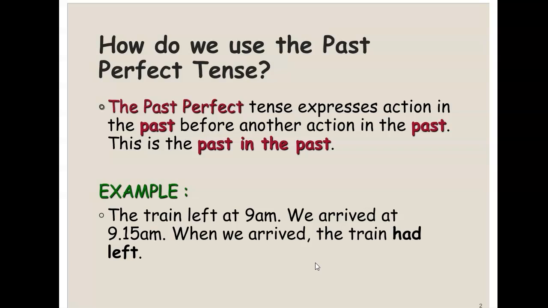For example, the train left at 9 a.m. and arrived at 9:15 a.m. When you arrived, the train had left. So you can see that the past perfect tense is just had left. All of them is the past perfect tense. Okay?